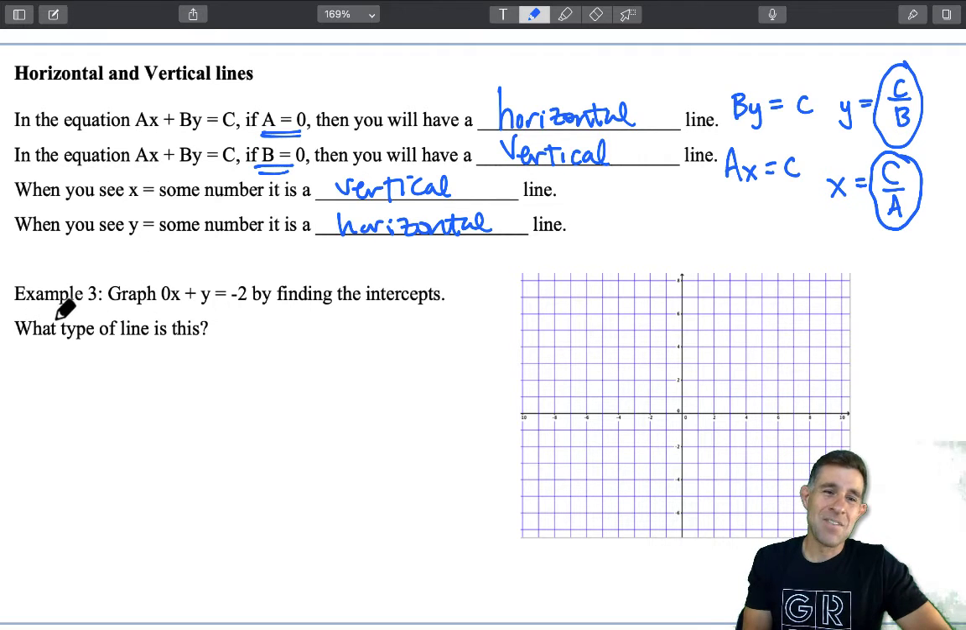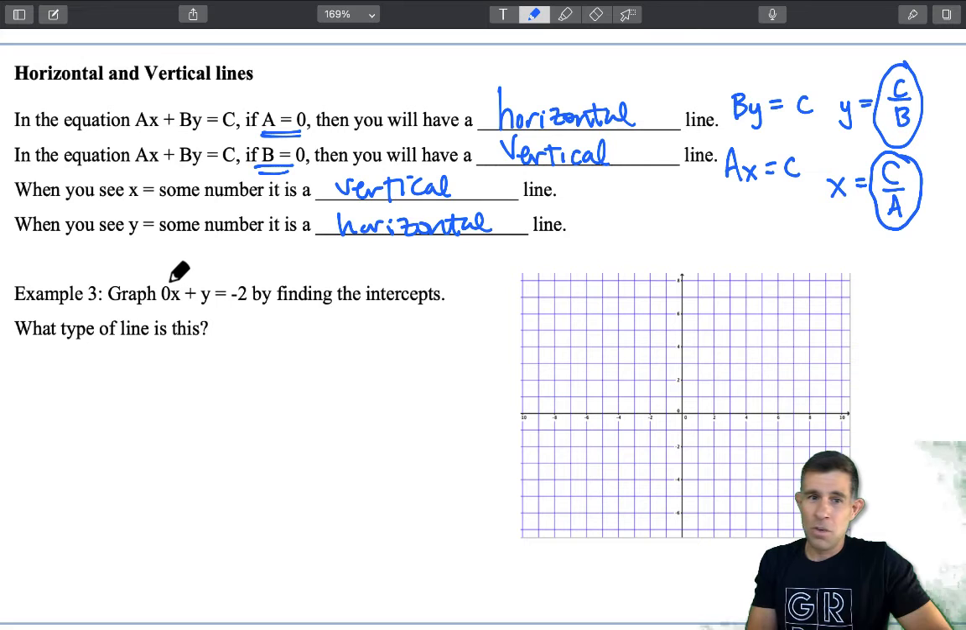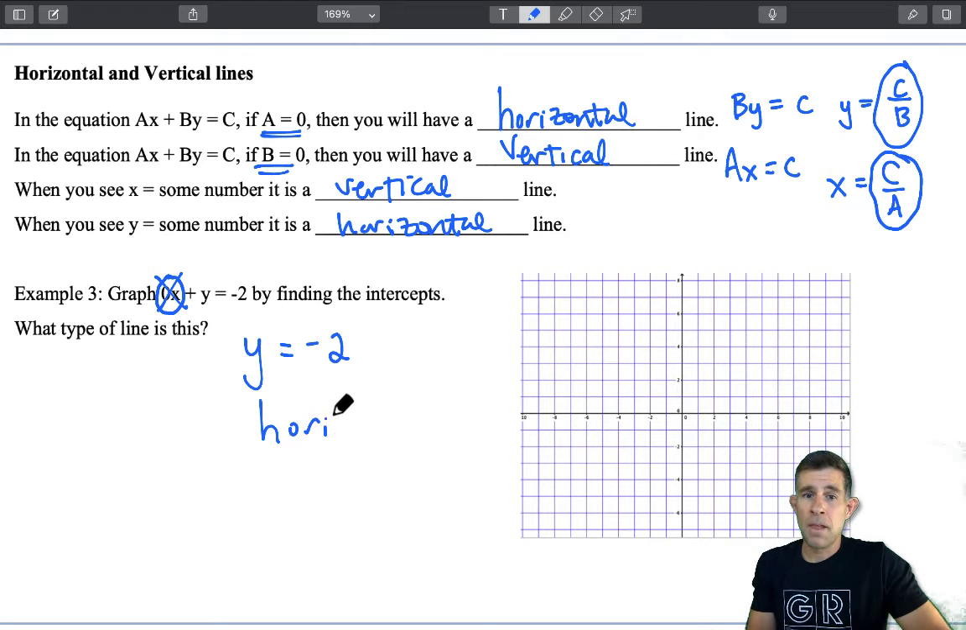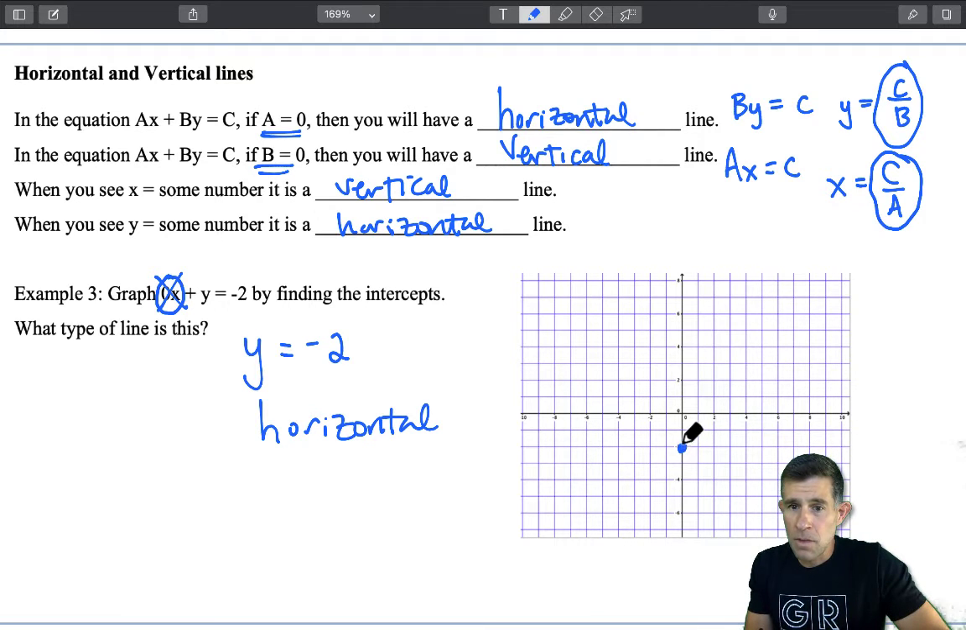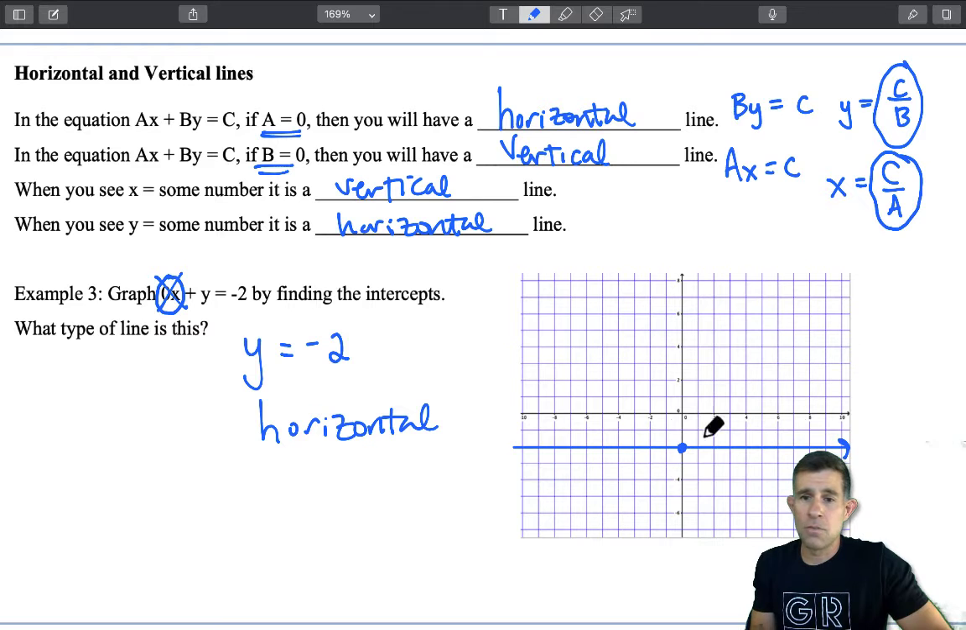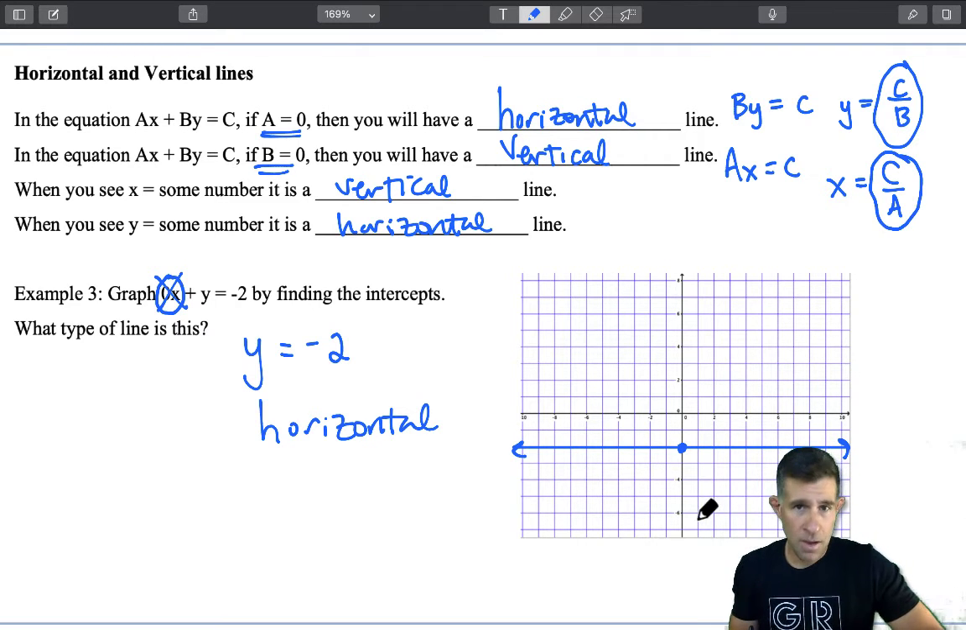All right, moving on, let's just do an example here. We want to graph the standard form 0x plus y equals negative 2. Well, here you can see that we already have 0 in for x, so that really just ignores that term, and I'm left with the equation y is equal to negative 2. That's going to be a horizontal line, and it's going to pass through the y-axis here at negative 2. So there it is at negative 2. Any other point on this line is going to have a y coordinate of negative 2. So here's our horizontal line that passes through the y-axis at negative 2.